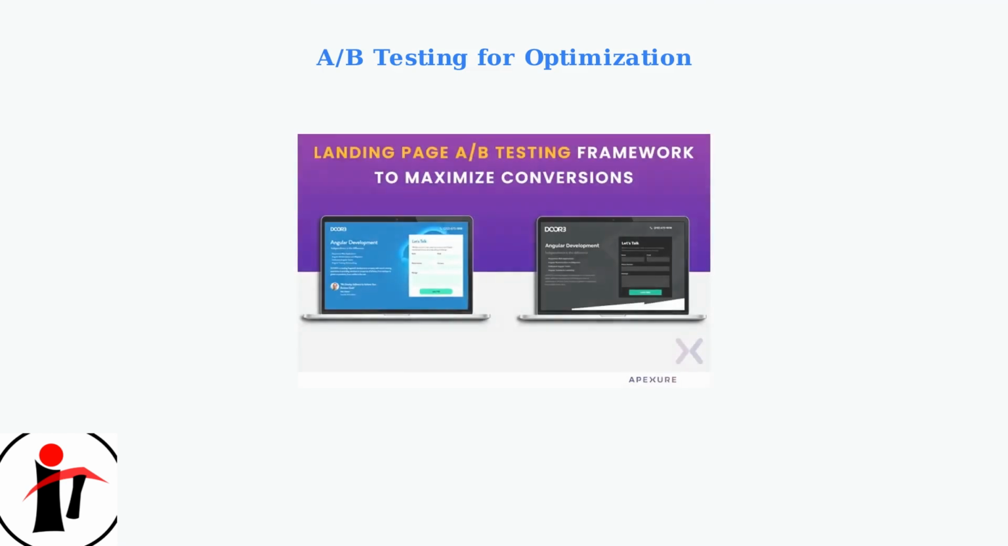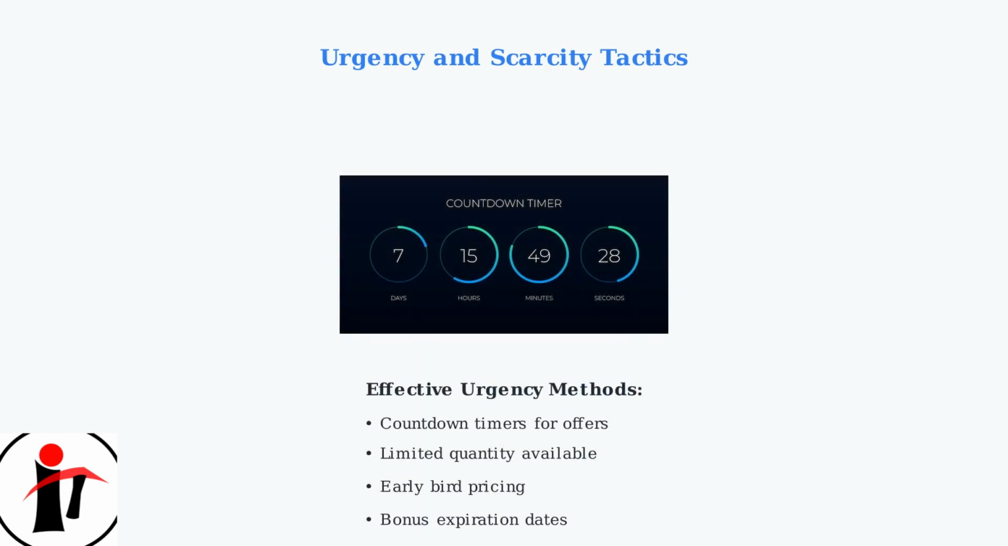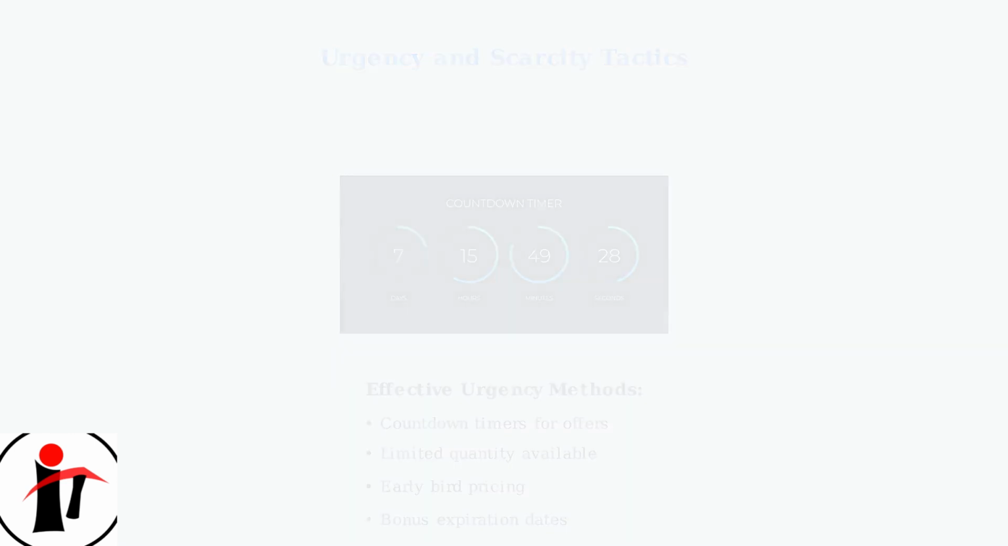Continuous A/B testing of headlines, images, and call to action buttons is crucial for optimization. Test different versions of your landing page elements to identify what resonates best with your audience and drives higher conversions. Creating urgency with limited time offers and countdown timers can significantly boost conversions. These psychological triggers encourage immediate action by making customers feel they might miss out on a valuable opportunity.